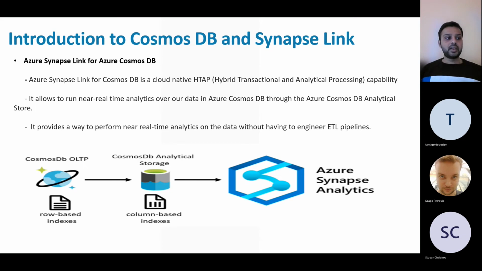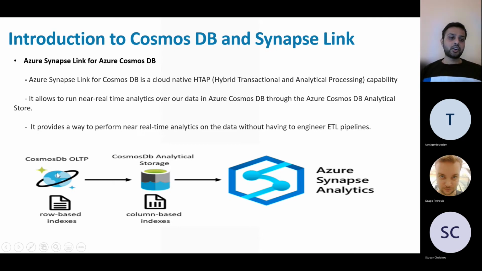Now let's talk a bit about Azure Synapse Link for Cosmos DB. Azure Synapse Link for Cosmos DB is a cloud-native capability, basically hybrid transactional and analytical processing. With this feature, we can run near real-time analytics over the data available in Cosmos DB via the analytical store. We can perform near real-time analytics on top of the data without having to create an additional pipeline or maintain ETL pipelines.